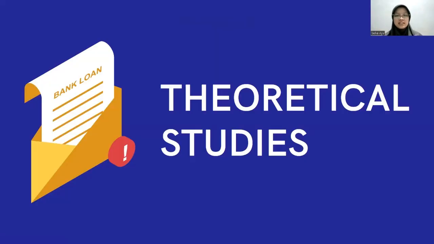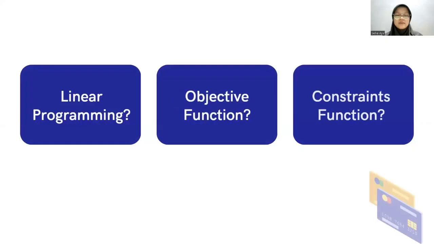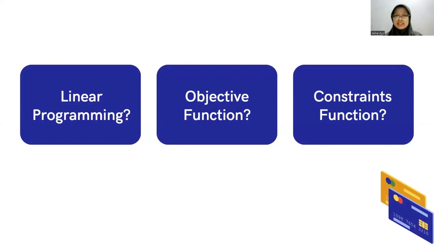Okay, now we have the linear programming problem. But before we solve the problem, we must know what linear programming is and the elements of linear programming. At this time, we will discuss what linear programming is, the objective function, and then the constraint function.